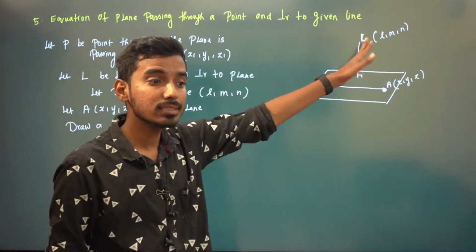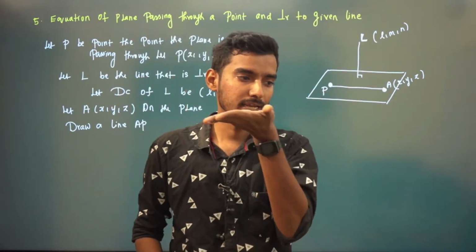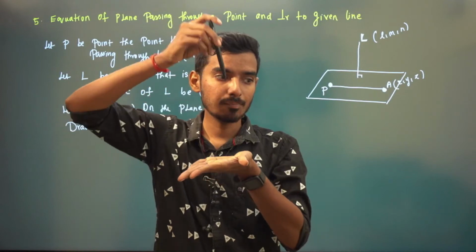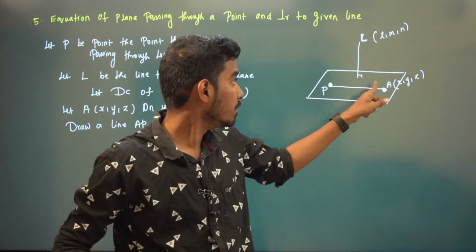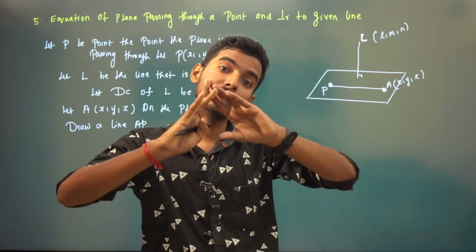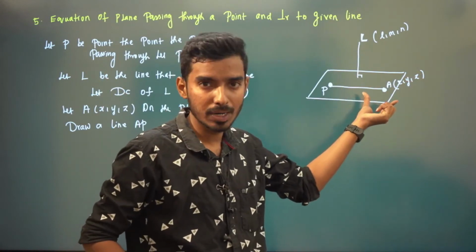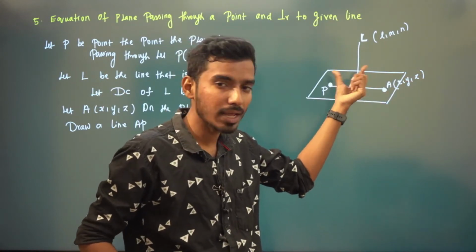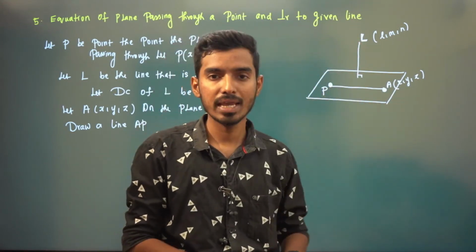Now L is perpendicular to the plane. See, we have a plane and L is perpendicular to the plane. That means, can I say this AP is perpendicular to L? L is perpendicular to the whole plane. Here I am taking a line in the plane. This line also lies on the plane only. Can I say this L is perpendicular to AP?